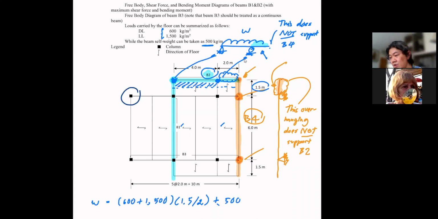After the analysis, you would find that you would have the reactions of B2. Say this one, the pink one, and let's say the green one. The pink one will act on this beam B1 with a cantilever portion. And then the green one will act on this beam. Okay, so that's how this structure works.